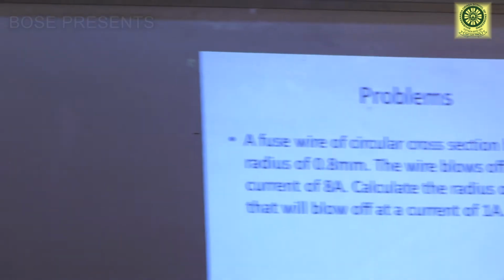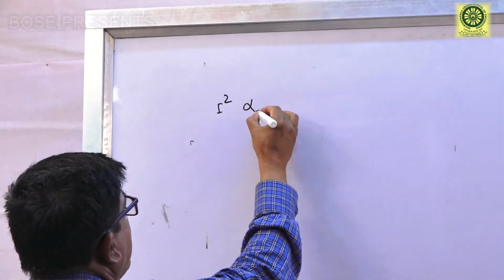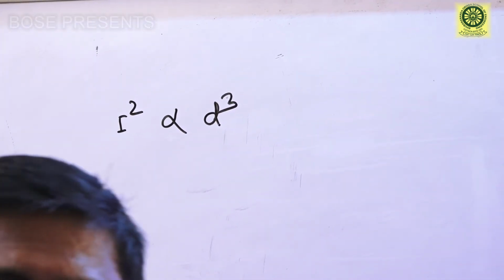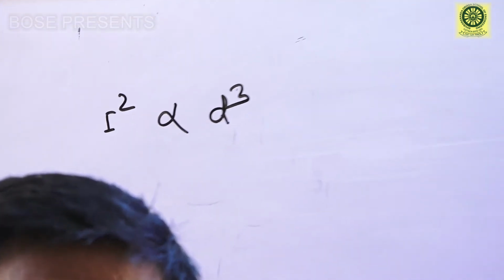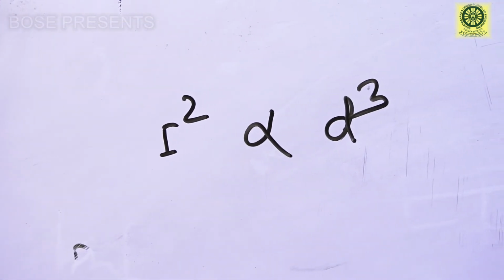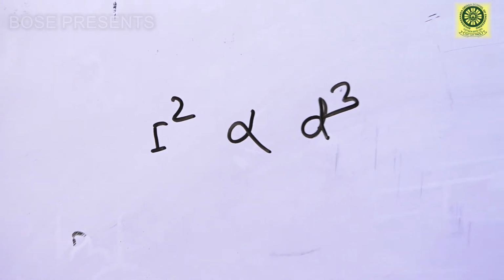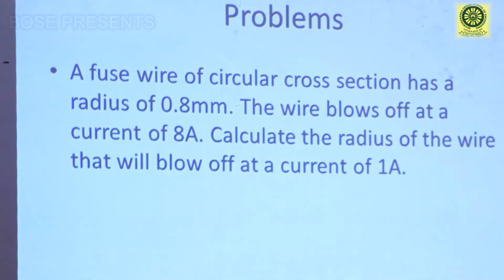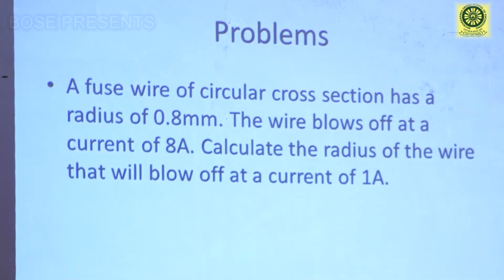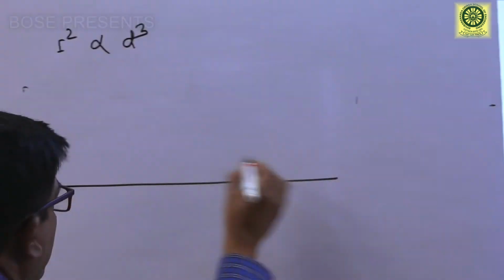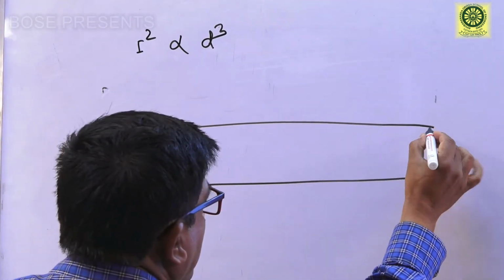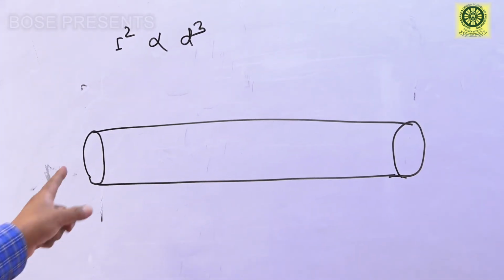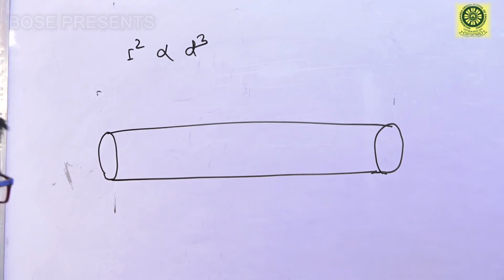So what have we learned? From the derivation, I square is directly proportional to d cube. So what is the problem? A fuse of circular cross section has a radius of 0.8 mm. Fine, this is the fuse, with a circular cross section.